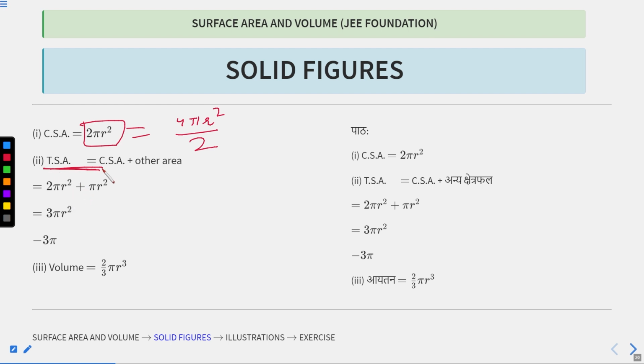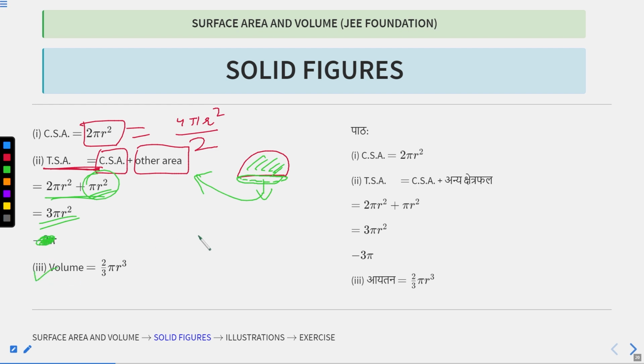Okay, so the total surface area is the curved surface area plus the other area. What do we mean by other area here? In the hemisphere, if you see, this is my curved surface area, and the area below, the formation of the circle, is my other area. So the area is pi r square. So adding this gives me 3 pi r square. I hope this is all clear.